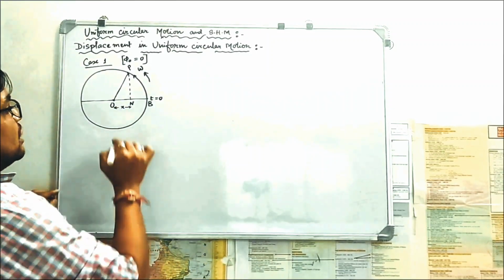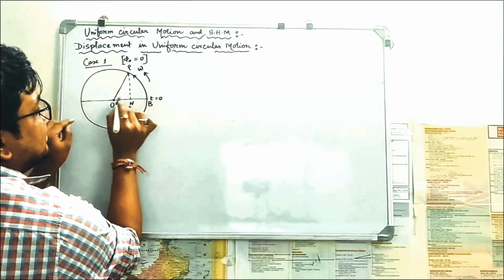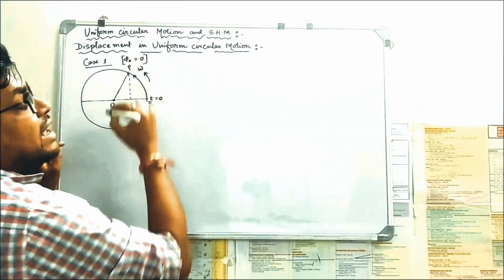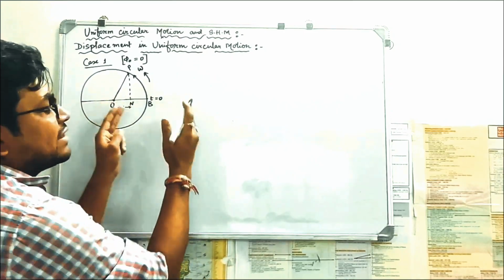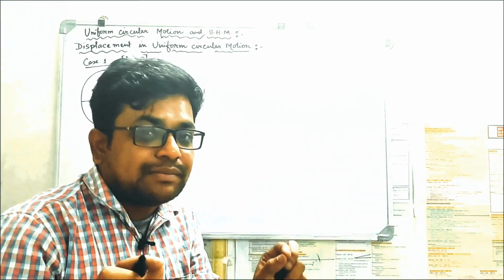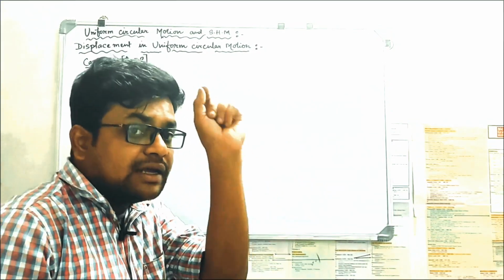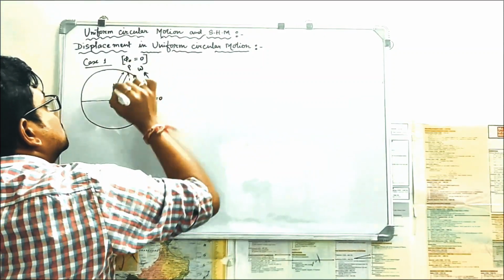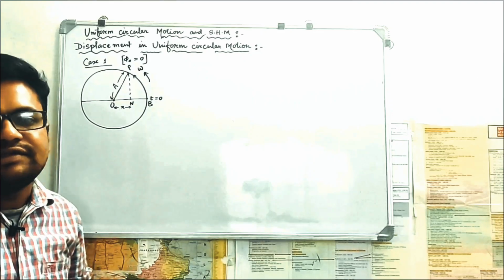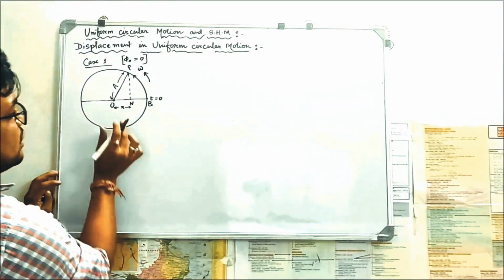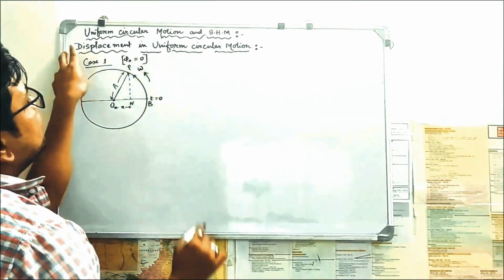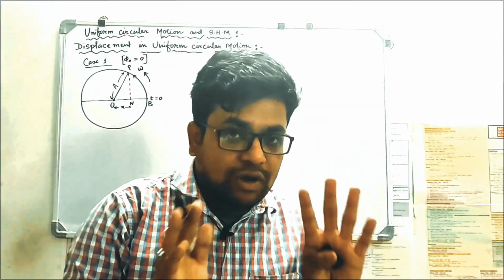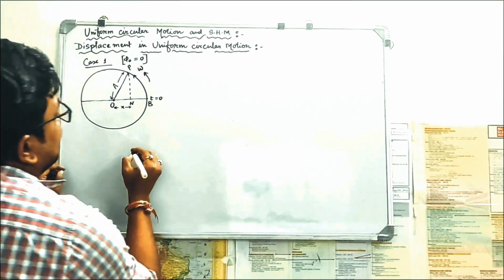Now how to find out? As I said, this is the extreme position, this is the mean position. As this is the extreme position, I can say this is also an extreme position. From the mean to the extreme, the distance is called the maximum displacement, which is also called the amplitude. So this is the amplitude. Now how to find the displacement x, because the heading is displacement calculation in uniform circular motion. Let me show you how to calculate this.